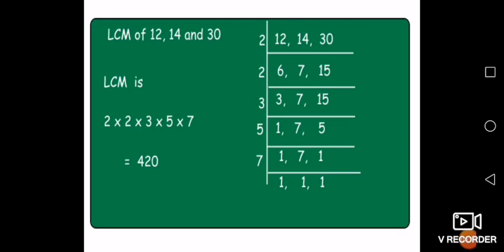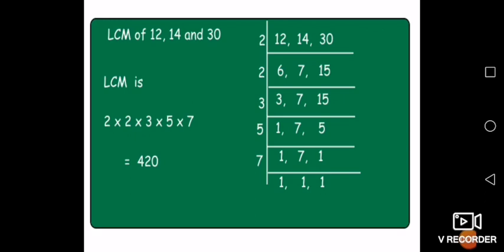Now for finding the LCM, we will multiply all these factors: 2 multiplied by 2, multiplied by 3, multiplied by 5 and multiplied by 7. The product of all these factors will become 420, which is the LCM of all three given numbers, that is 12, 14 and 30. I hope, children, this division method is also clear to you all.